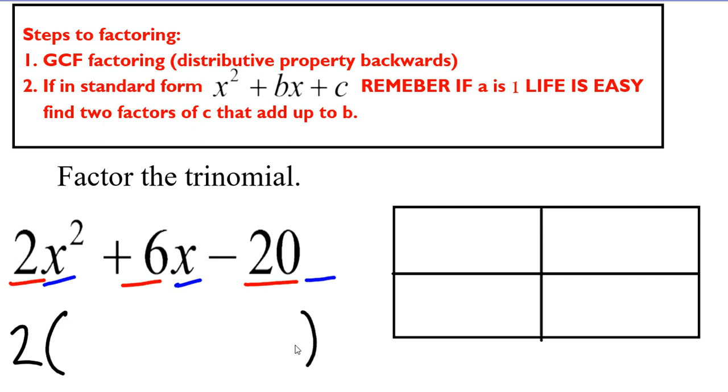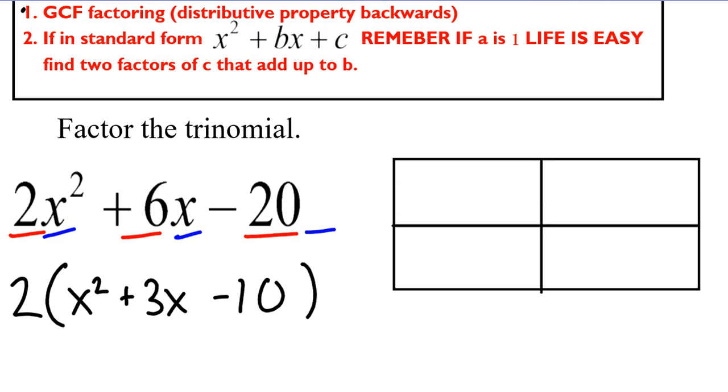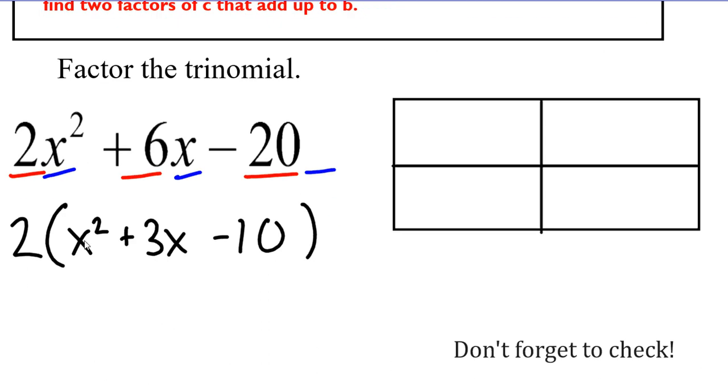What's left behind? Well, if this was originally a 2, now it's a 1x squared plus a 3x minus a 10. They all get divided by 2 because I divided a 2 out. Now I'm on to step 2, which is after I do greatest common factor factoring, I factor inside of here.